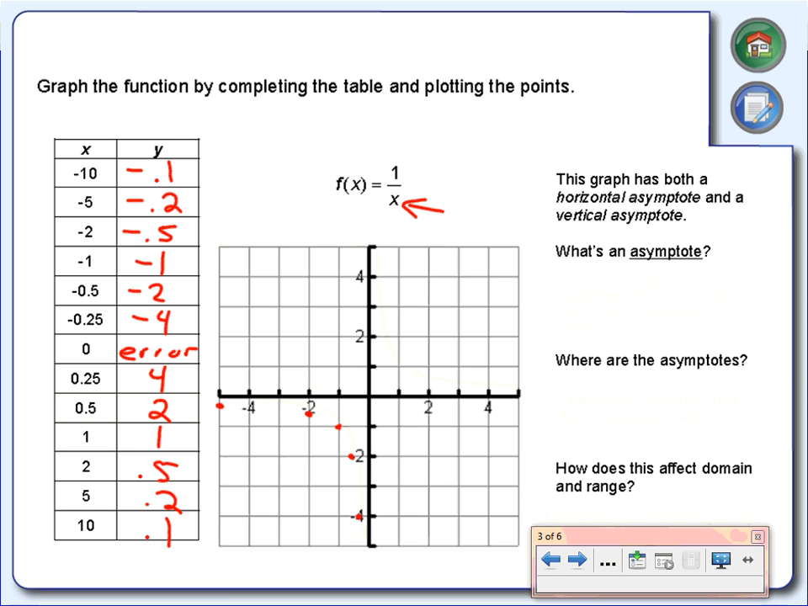Zero, error. Where is that on the graph paper? There is no such thing as zero error. Okay, so we're not going to graph anything there. We're going to have a big hole in our graph. So don't worry about plotting it. You can't. So let's go on to the next one.